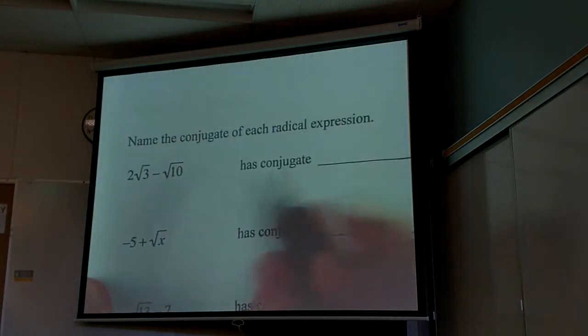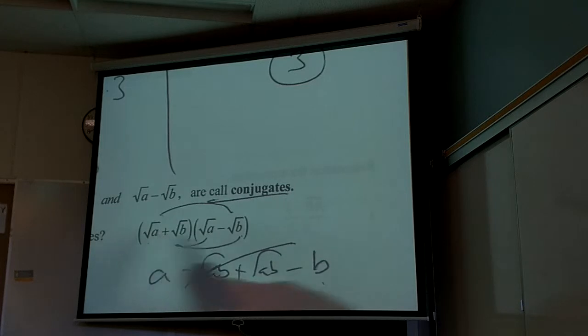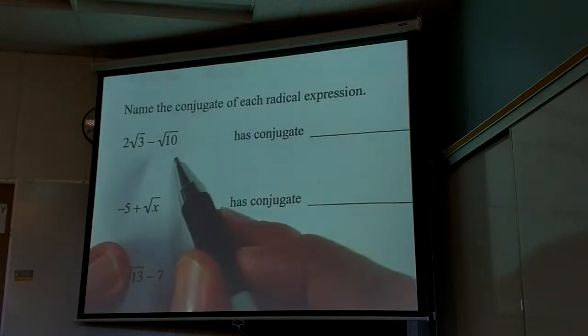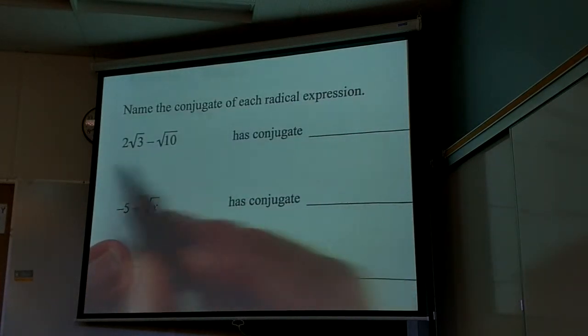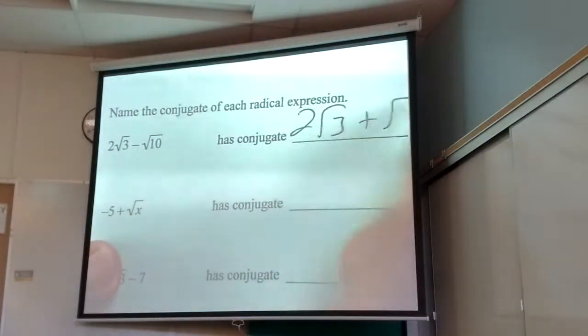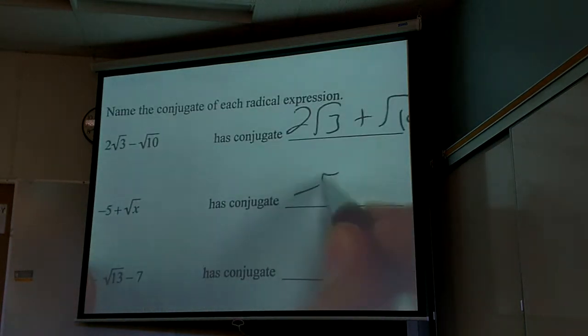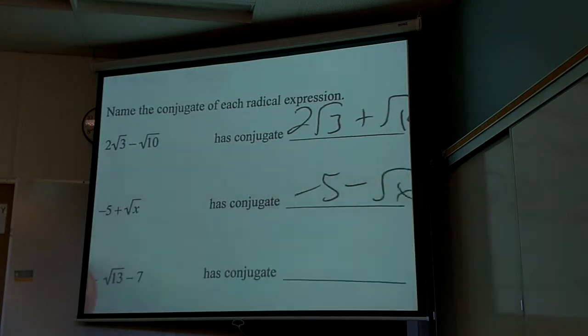Highly technical phrase. So what's the conjugate of this? Look, these are conjugates of each other. Exact same radicals, but there's a different sign in the middle. That's it. So what's the conjugate of this? 2 rad 3 plus rad 6. Bam! What's the conjugate of this? There's a few different ways you can do this one, but yes? Minus rad x. I love it.